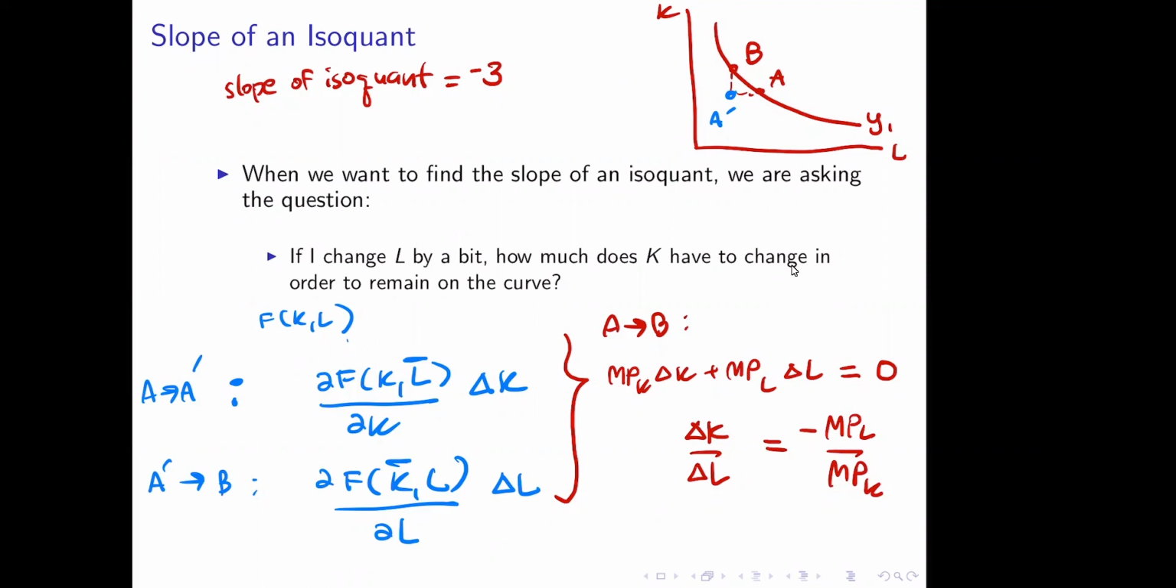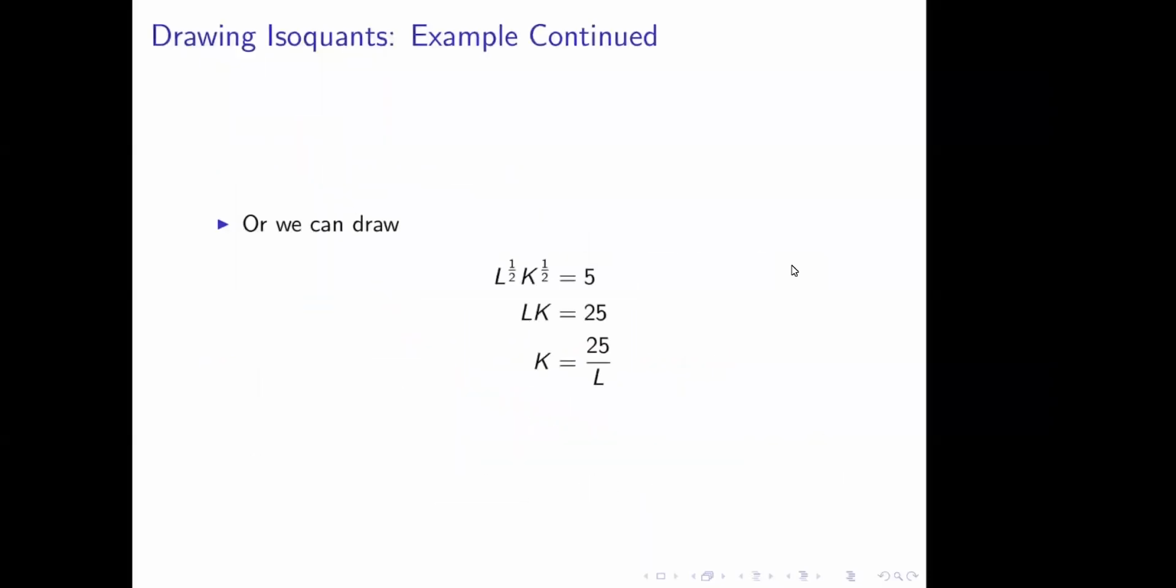Okay, so all right. This is how we can also compute the slope of the isoquant, which is negative MPL over MPK. This is where this formula comes from, or you can use this, right? You can find the slope based on this isoquant function as well. You just take the derivative. So in this case, K prime of L would be, for example, negative 25 over L squared, right? So this should also be equal to the slope of the isoquant, right?